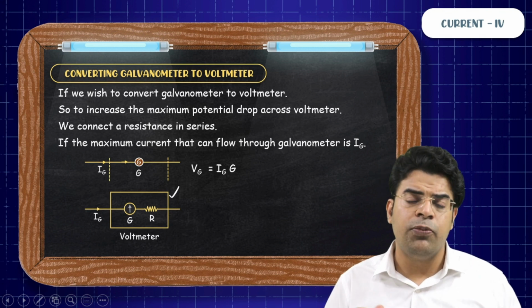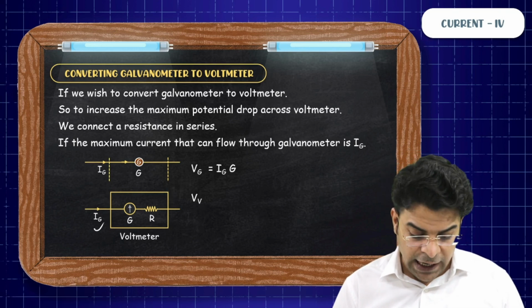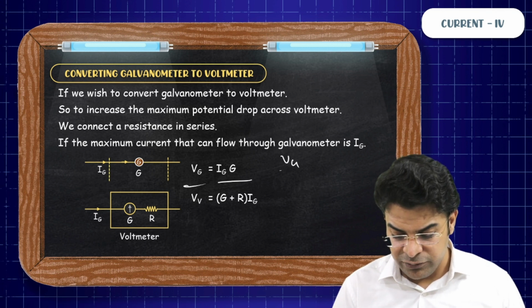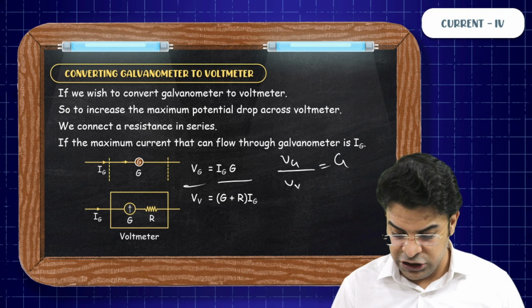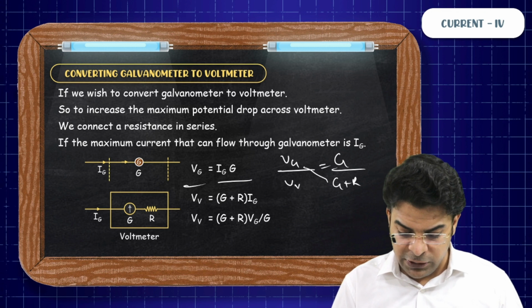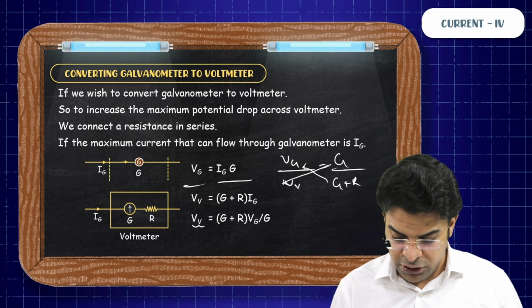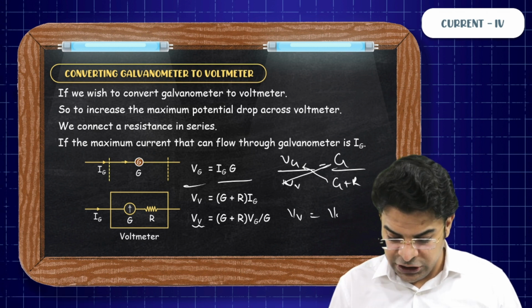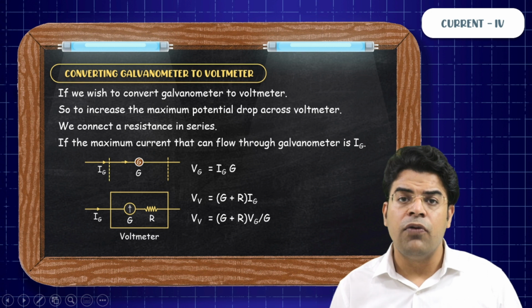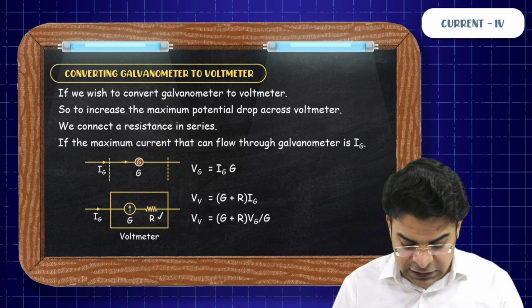Now let's say the potential drop across this voltmeter maximum is Vv, so Vv has to be equals to Ig into G plus R. Now dividing both the sides, you can say Vg upon Vv equals to G upon G plus R. Okay? Or you can bring this G plus R up here, G down here, and write Vv equals to Vg into G plus R upon G. That is what is written here. Now why we have written this in this particular fashion? Because our mission is to find the series resistance.